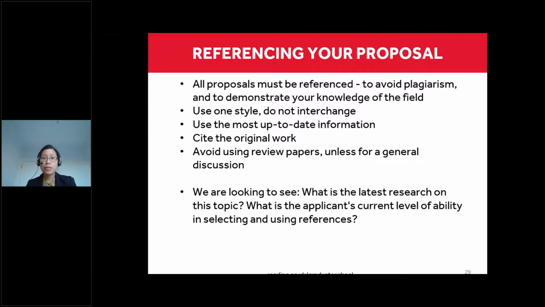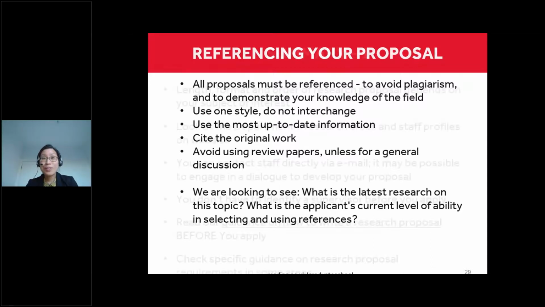When you're citing papers, cite the original works rather than citing papers that mention the other works. And as much as possible, unless it's to support a general discussion, avoid using review papers and instead refer to articles that are the primary sources of research. And as we're looking at the references, we're looking to see what is the latest research on the topic, and also what is the applicant's current level of ability in seeking out, selecting, and making use of references.